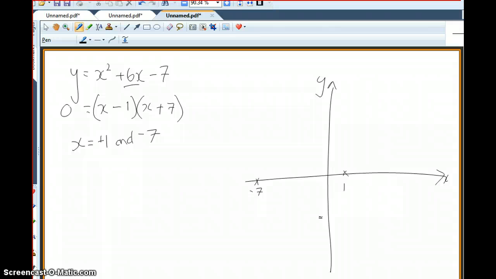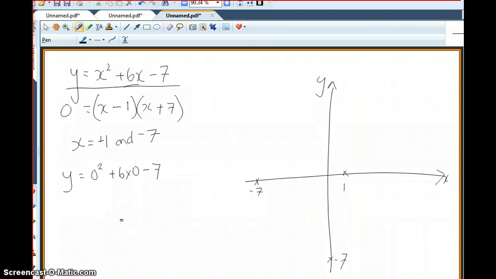How do I find a y-intercept? x is 0, brilliant. And by the way, I could use that top equation, couldn't I? Let's use the top equation, it's easier. 0 squared, that's 0. 6 times 0, that's 0. Minus 7, the answer is minus 7. Or the y-intercept rather is at minus 7. I just used the top equation there.